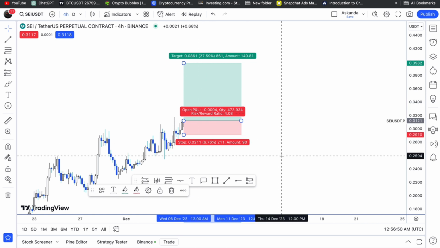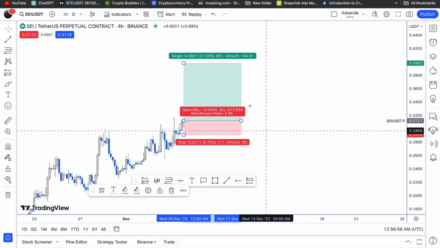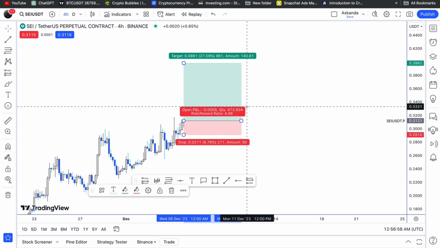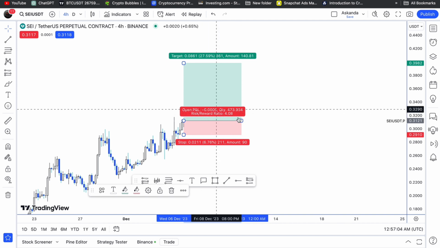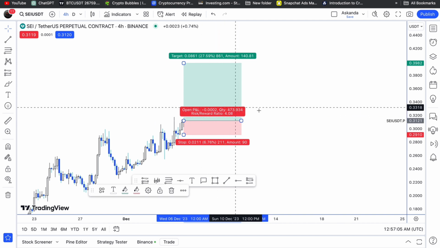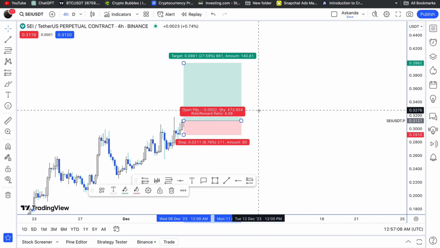So if you are risking $100, you are going to make $400 if the trade goes in your favor. If you are risking $200, you make about $800 back. That's what we are just saying. So the risk to reward, that's what I'm using. Anytime that I'm going to trade, I make sure that what I am risking, I'm making about 3 times of it or 4 times of it back.